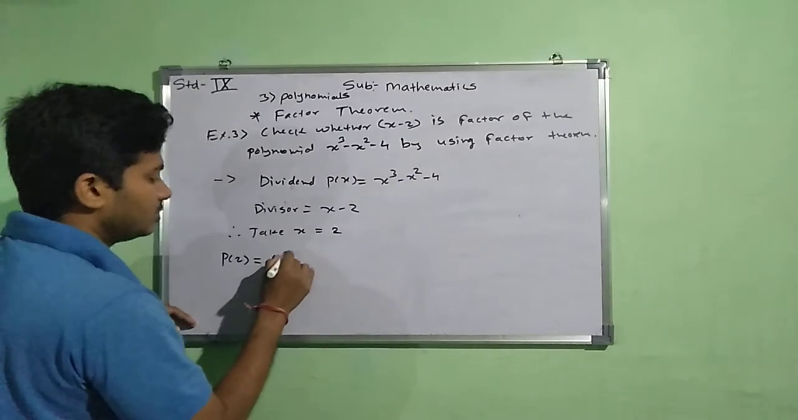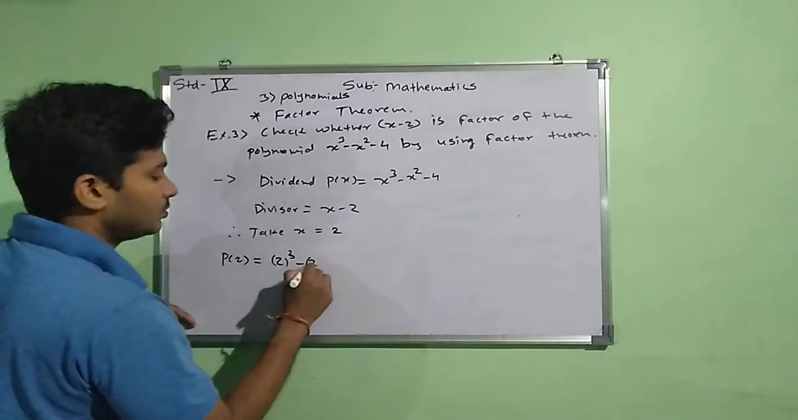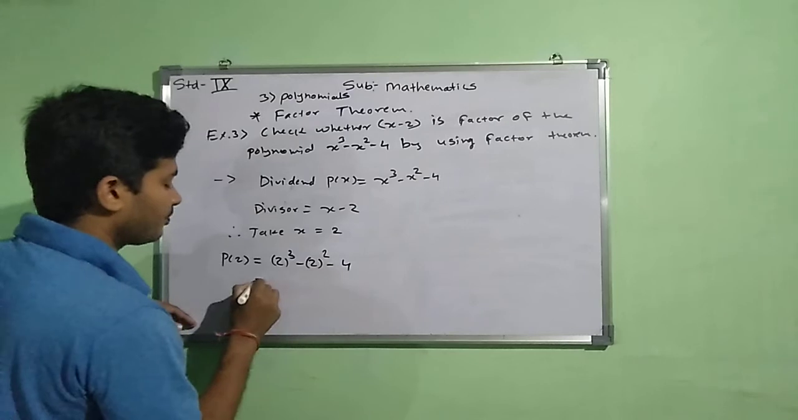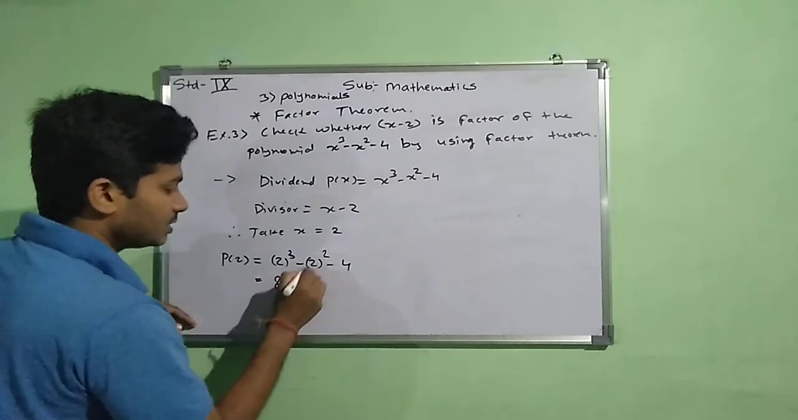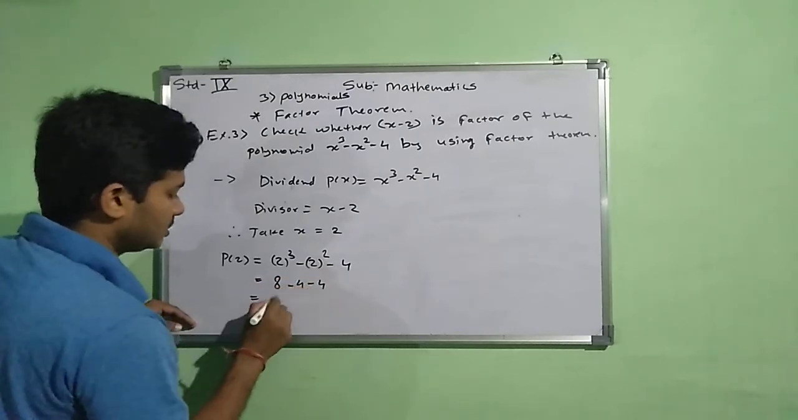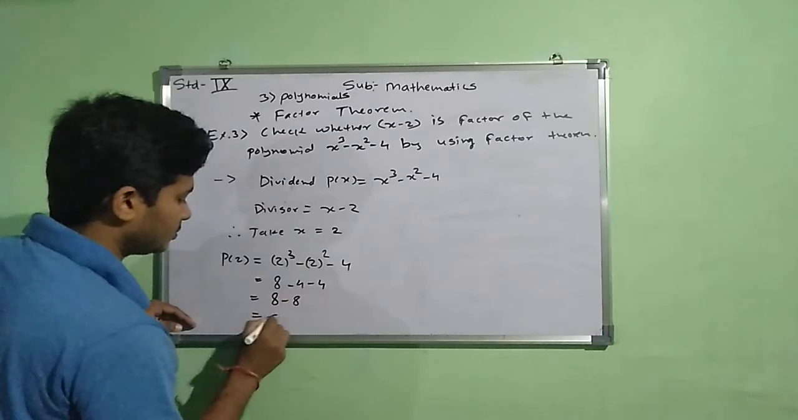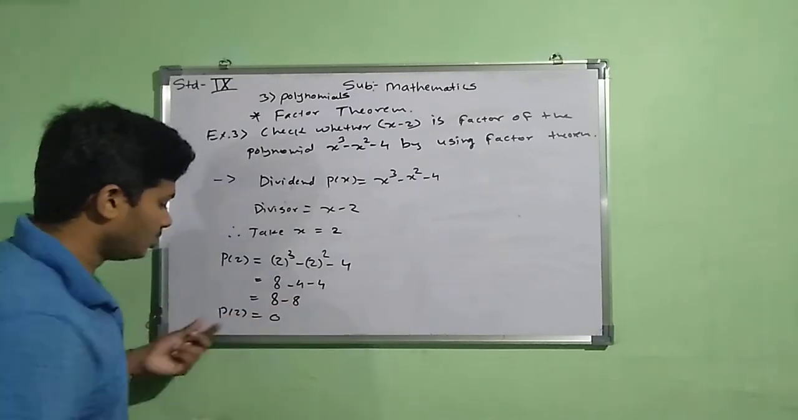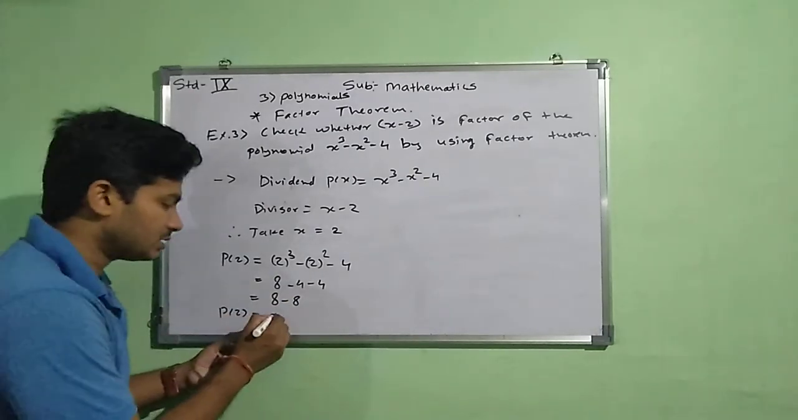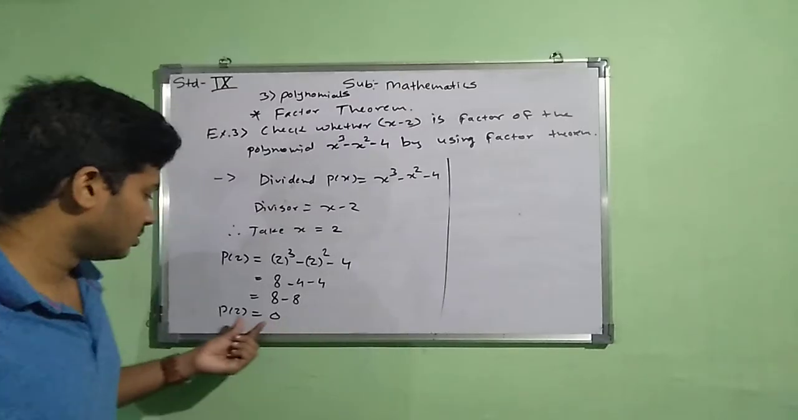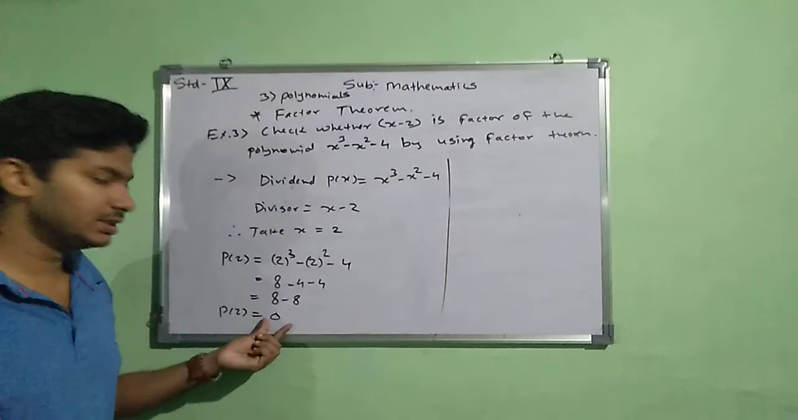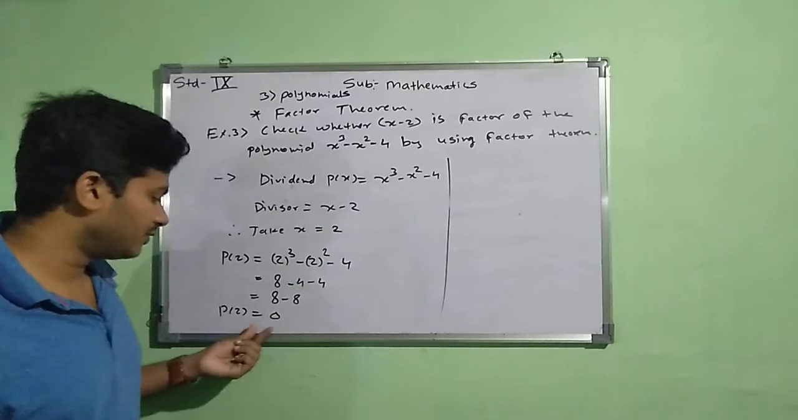So after substituting 2 we find 2 cube minus 2 square minus 4, which is 8 minus 4 minus 4, which is equal to 8 minus 8, which is equal to 0. So therefore we got p of 2 as 0, that means we get remainder 0.